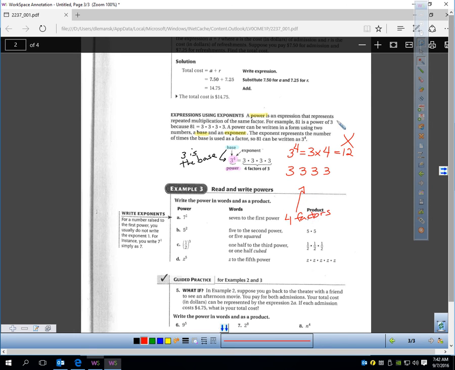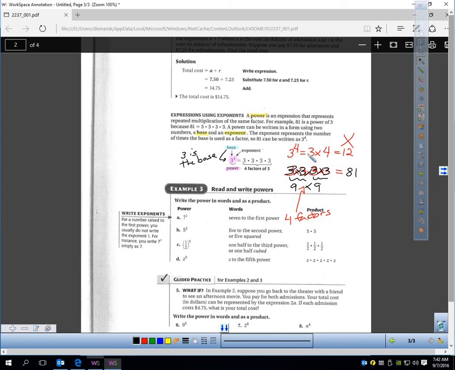Actually, I should have done this in black pen. And then multiply together. I'm going to put this in black because this is correct, by the way. 3 times 3 times 3 times 3. This is the correct way to get the answer. 3 times 3 is 9. 3 times 3 over here is 9. 9 times 9, the correct answer is 81.